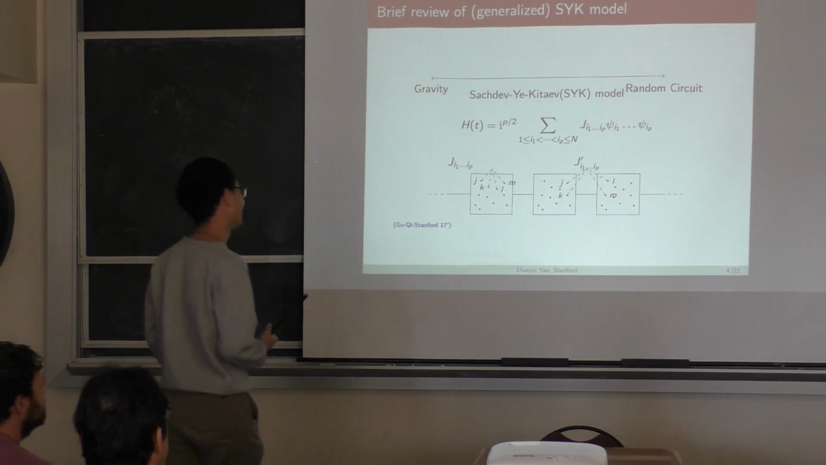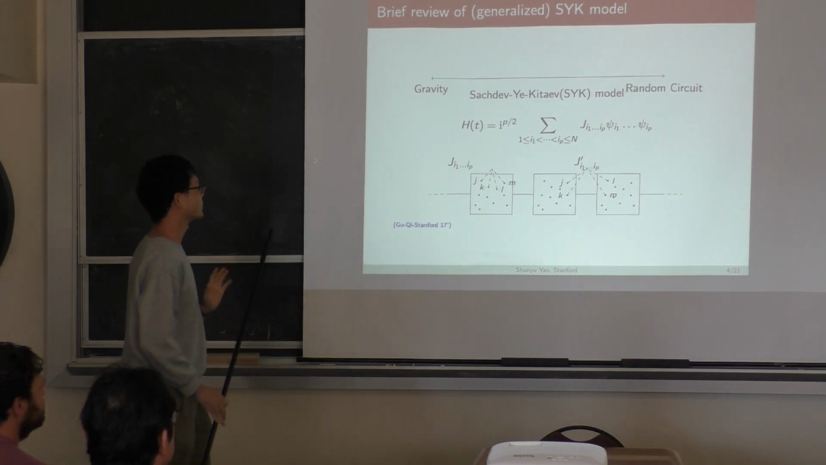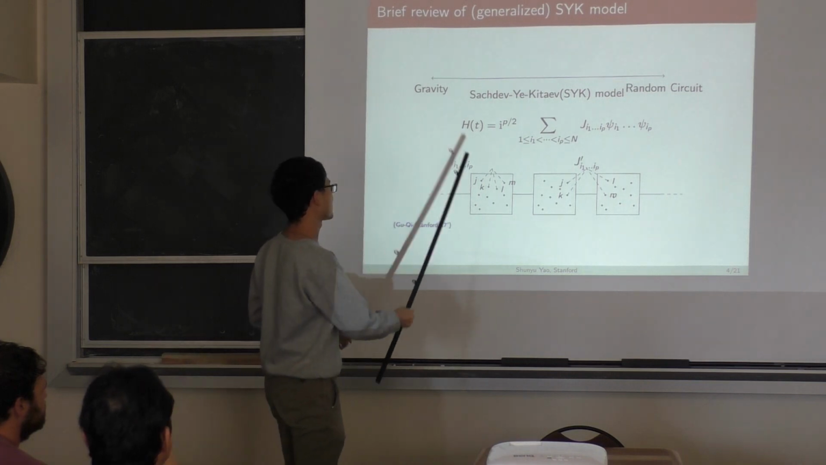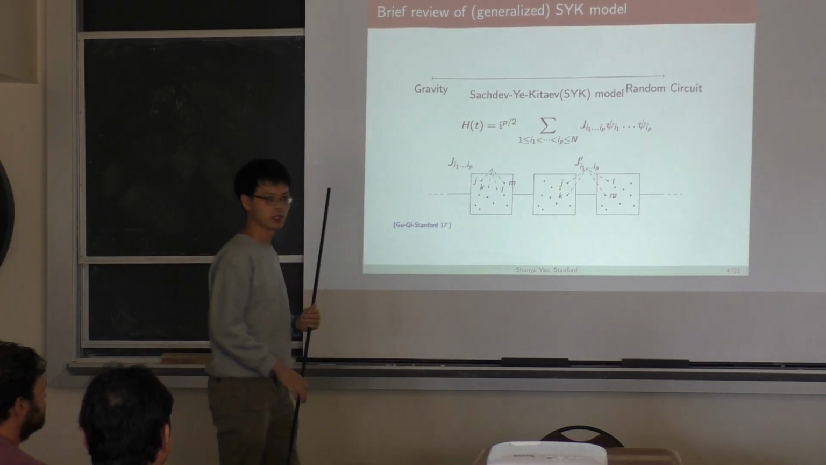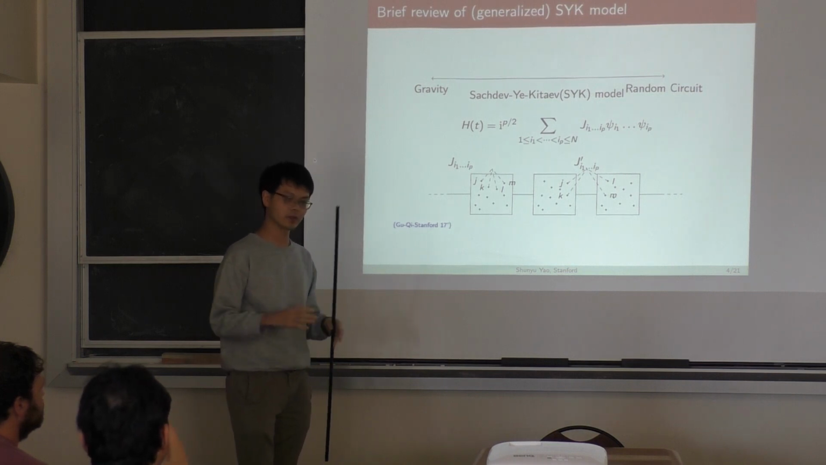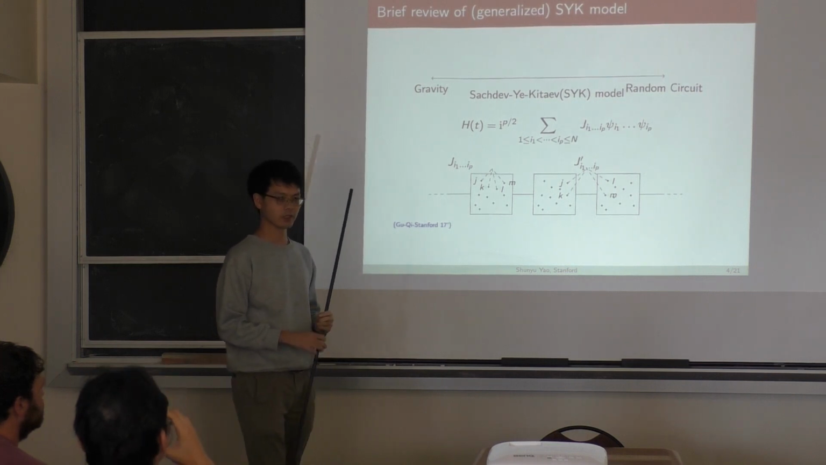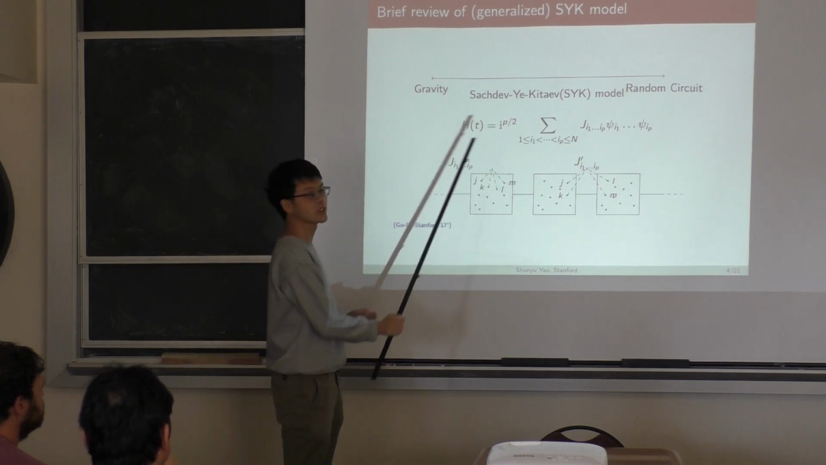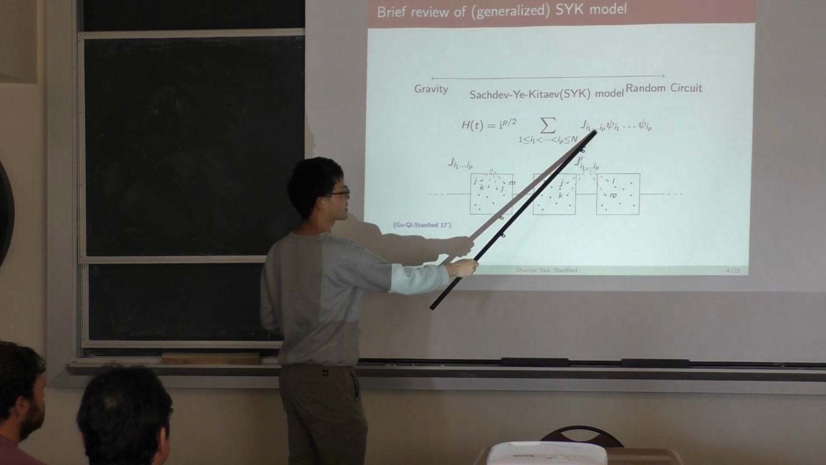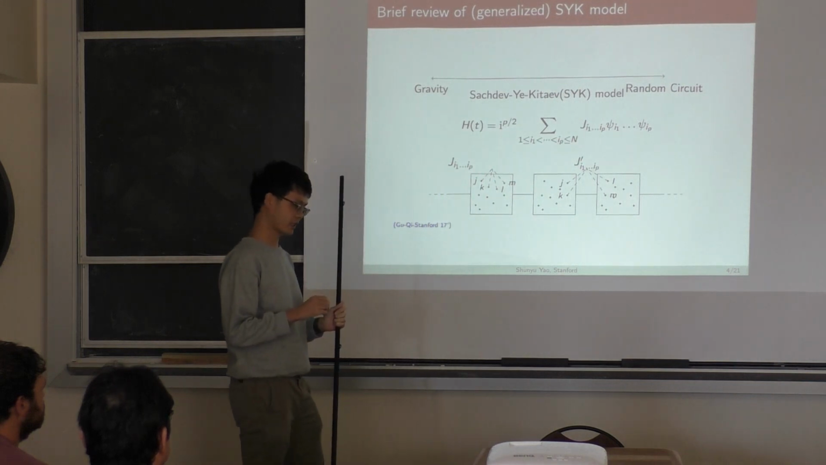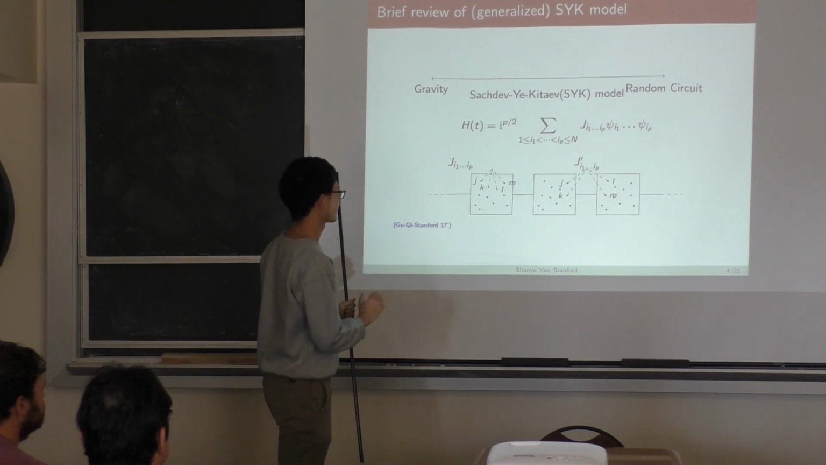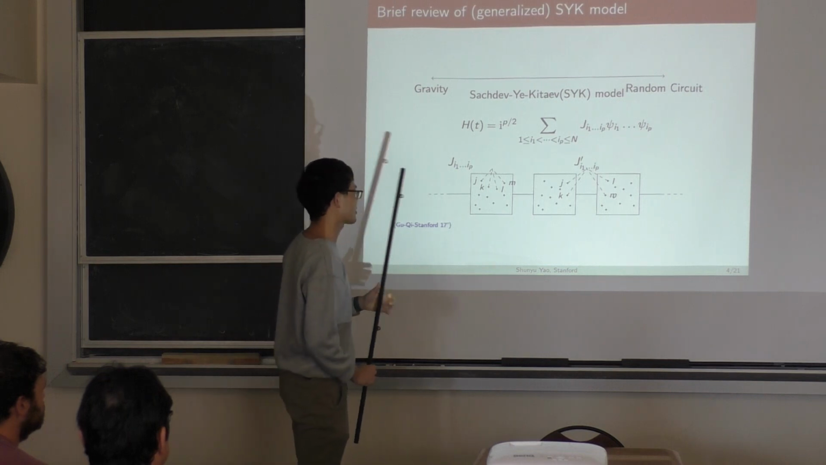Right. So let's give a really brief review of SYK. People might be familiar with the original SYK model, which is 0 plus 1D quantum mechanics. It consists of n Majorana fermions, and the Hamiltonian for that system is a p-local Hamiltonian with a random coupling constant, which is identical Gaussian, basically a Gaussian distribution.